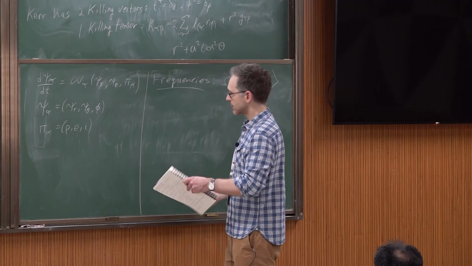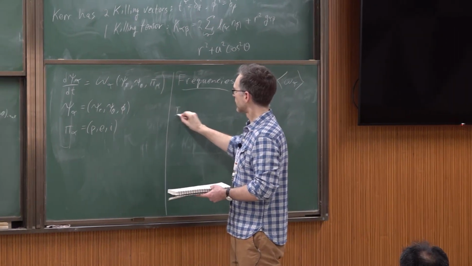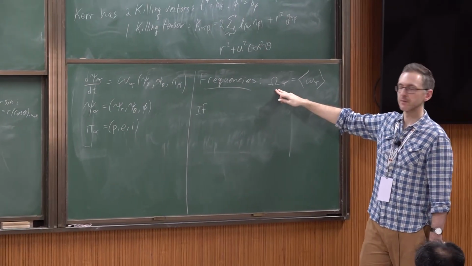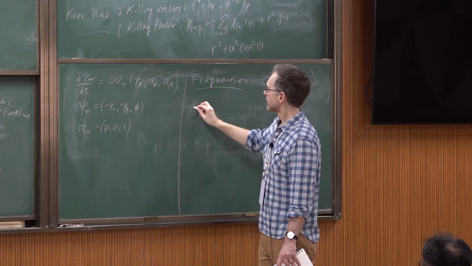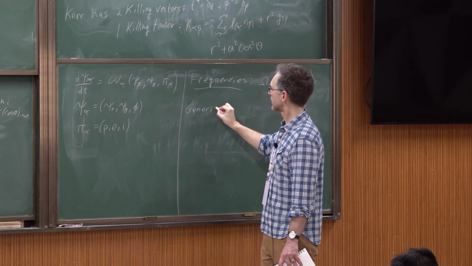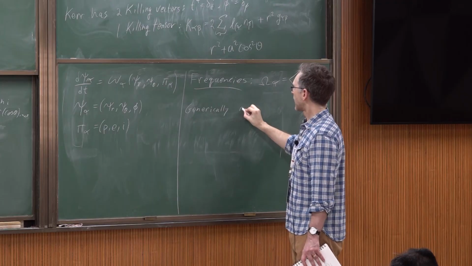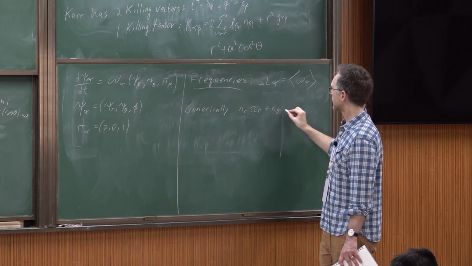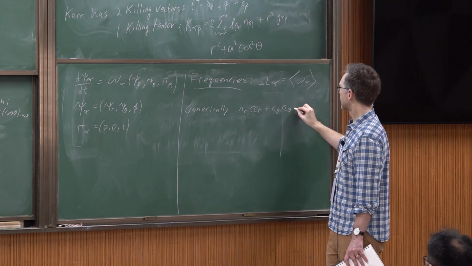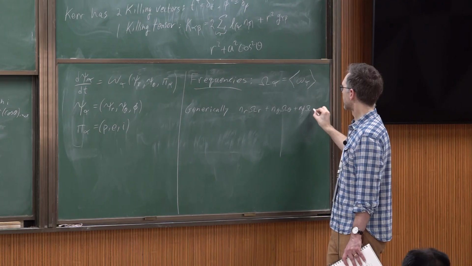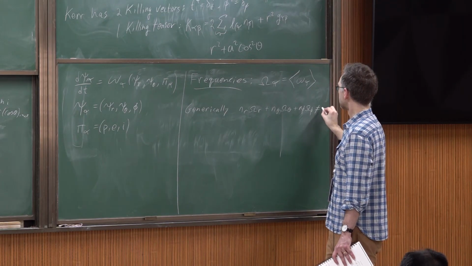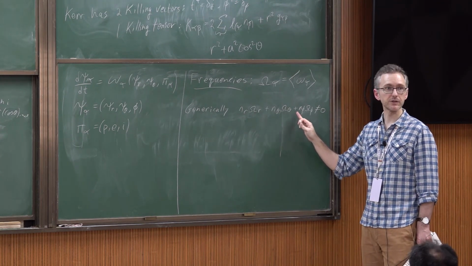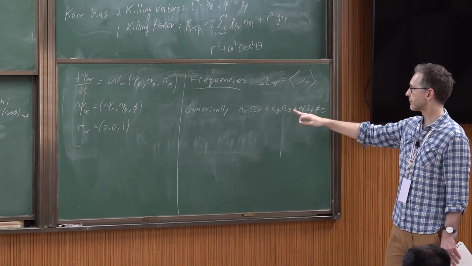Then there was a question about resonances the other day. Generically, these three frequencies are incommensurate. So let me write that. Generically, n_r ω_r + n_θ ω_θ + n_φ ω_φ is never equal to 0 if n_r, n_θ, and n_φ are integers. So this is generically true. And then we say these frequencies are incommensurate.